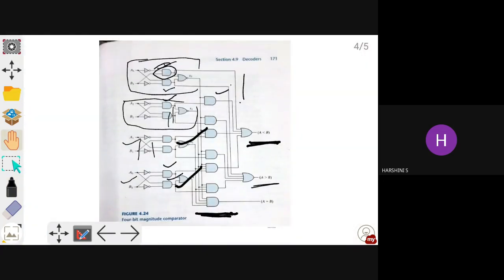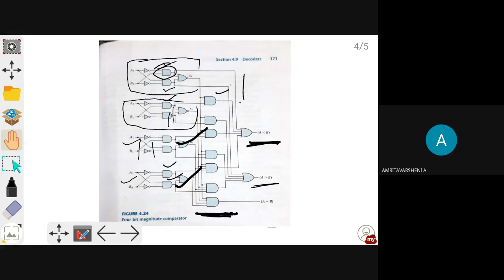Is it clear, the diagram for the 4-bit magnitude comparator? Is it clear or not? Yes, ma'am. So you are clear about the magnitude comparator.